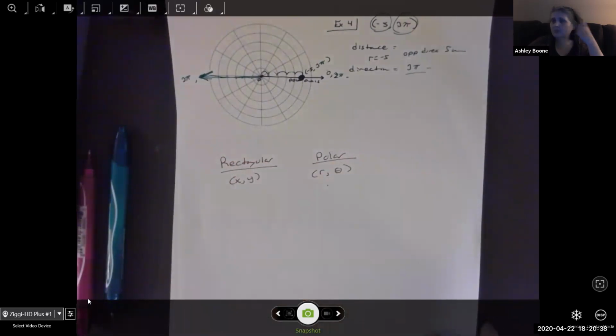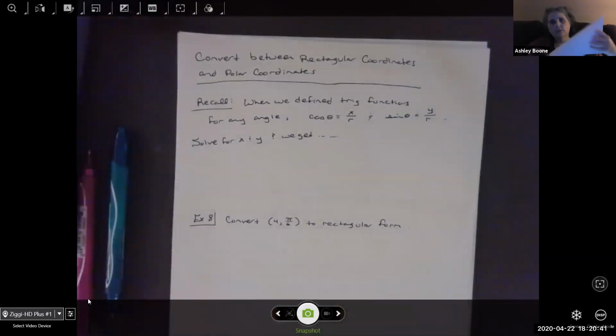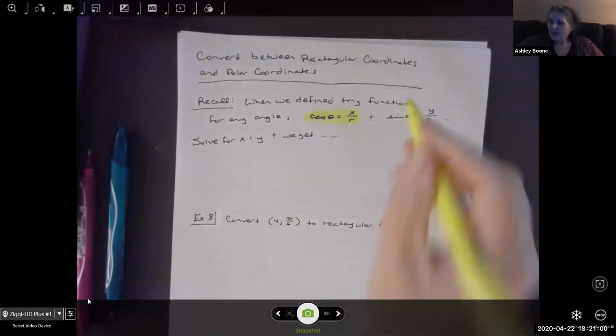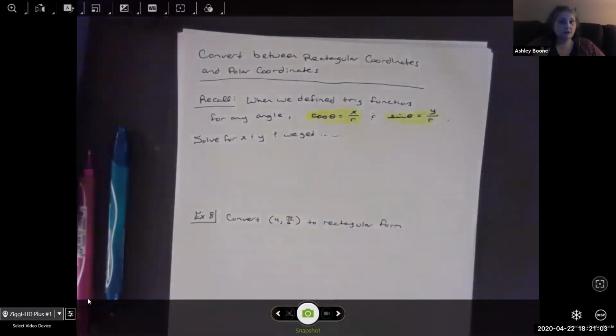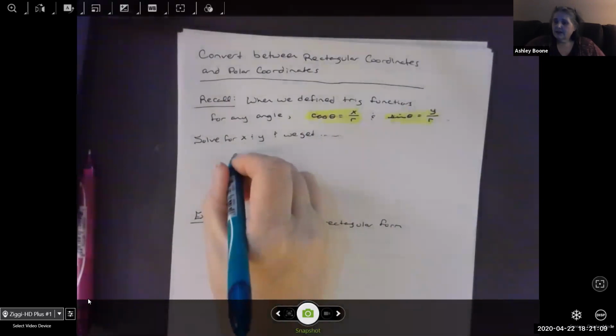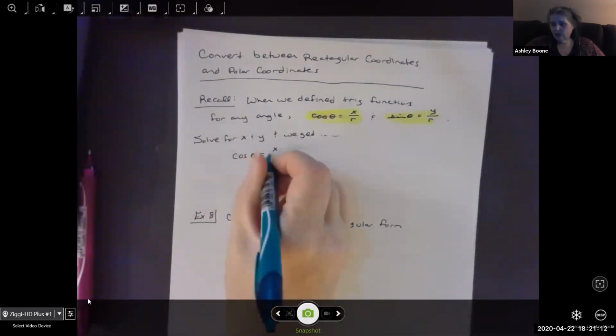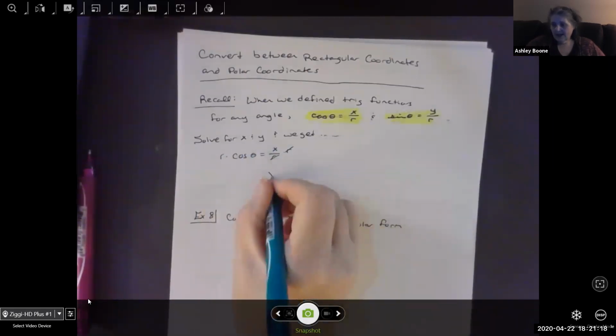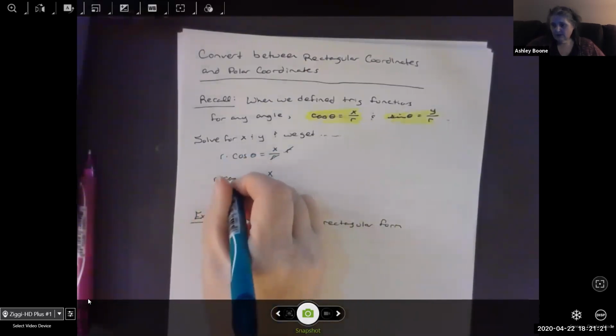We're going to talk a lot in this section about converting between the two. So let's start with that. We want to convert between rectangular coordinates and polar coordinates. When we first defined trig functions, we knew that for any angle, the cosine of theta is equal to x over r. If cosine of theta is equal to x over r, I can multiply both sides by r, and I get x is equal to r times the cosine of theta.